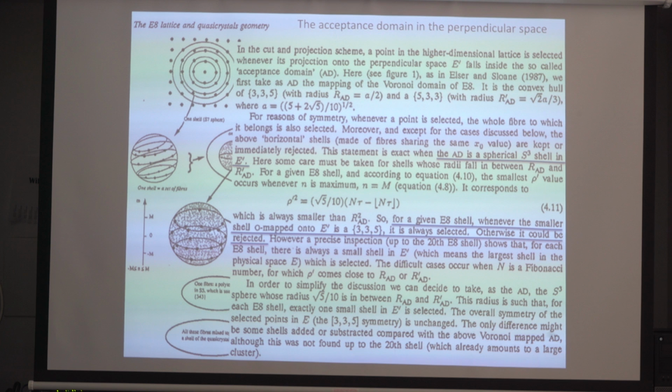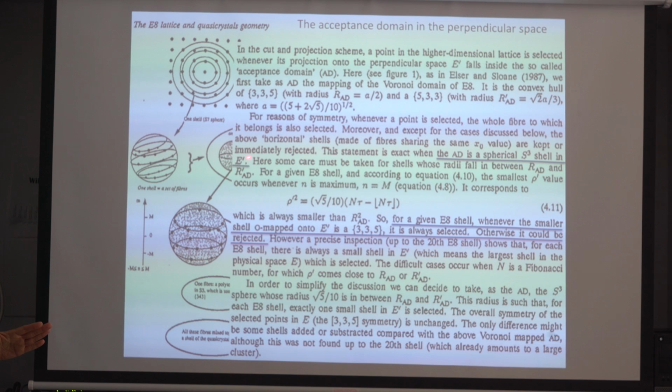Moreover, except for the cases discussed below, the horizon shells made of fibers sharing the same x0 value, vertically, are kept or rejected immediately. This statement is exact when the acceptance domain is a spherical three-sphere in the perpendicular space.